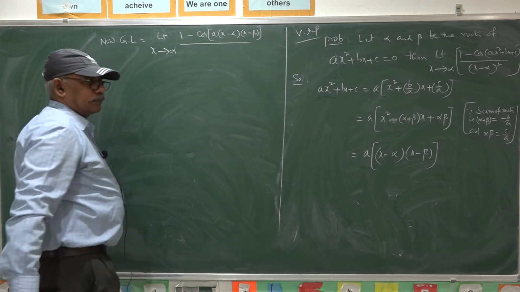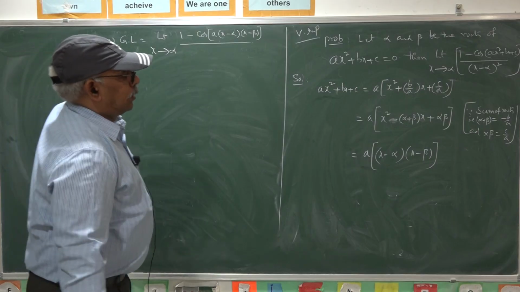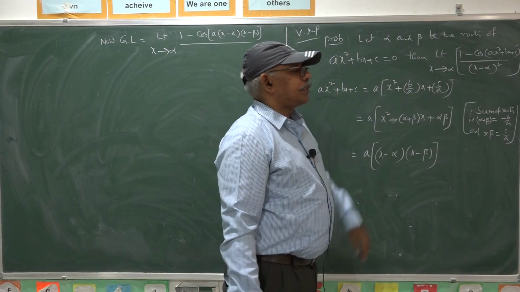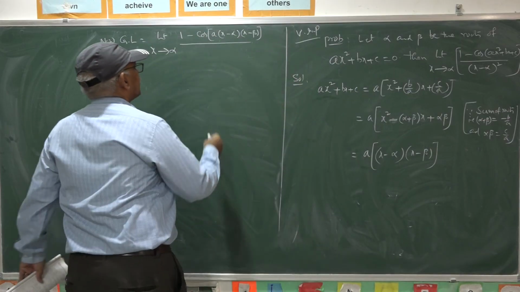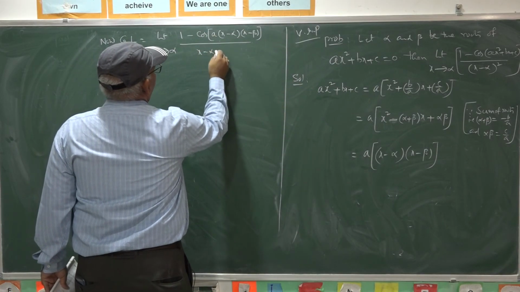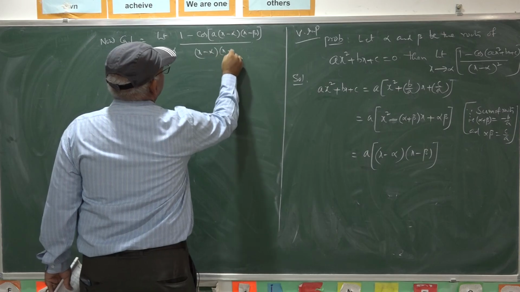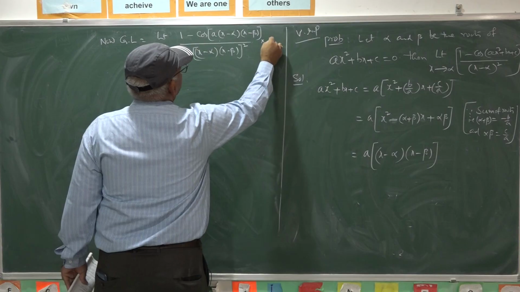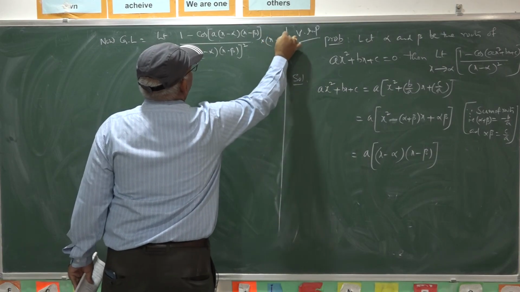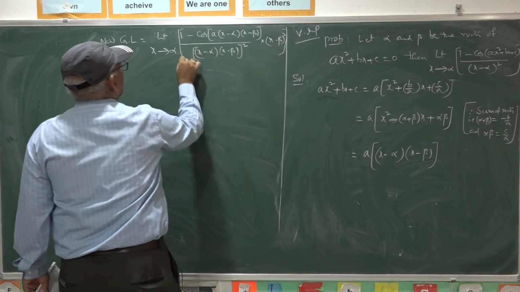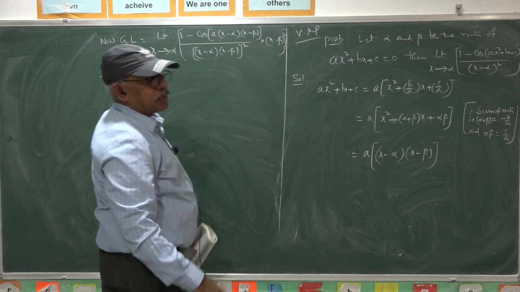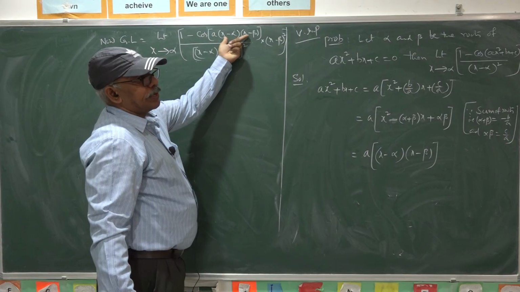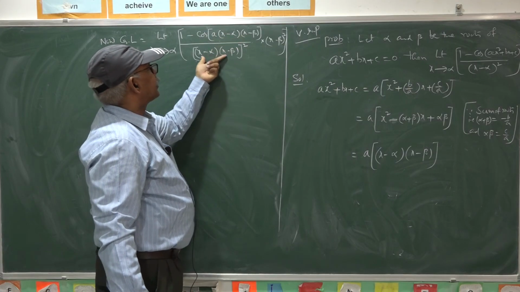by, try to change (x minus alpha) whole square as (x minus alpha) into (x minus beta) whole square, divided by (x minus beta) whole square. Just multiply the numerator and denominator with (x minus beta) whole square. I am getting the square of this one here.